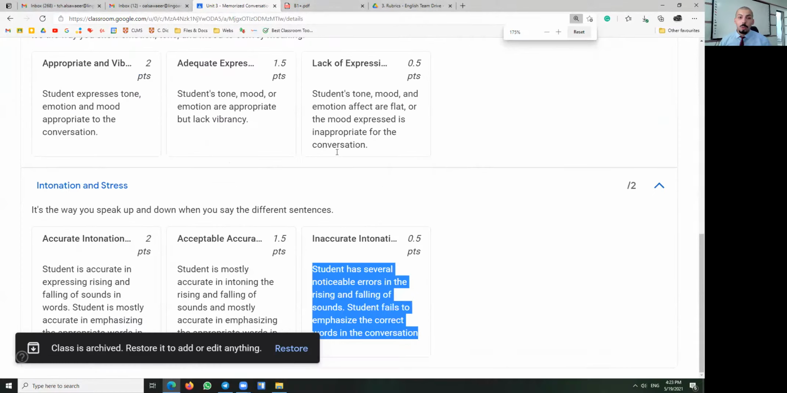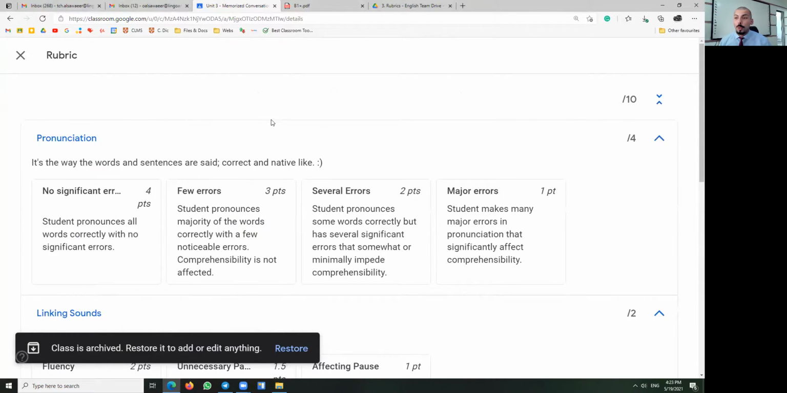So that's it. This is the rubric for the memorized conversations or the listening exercises.